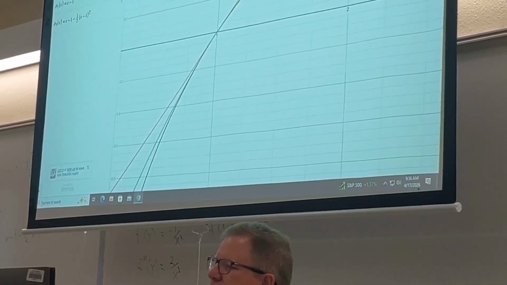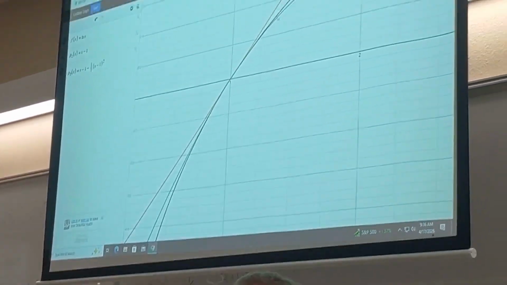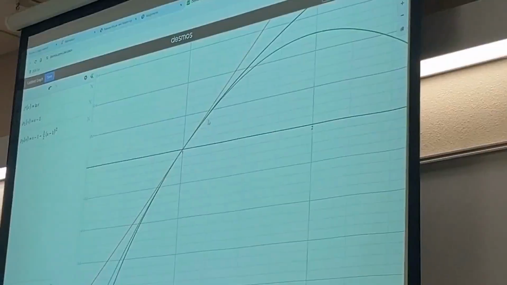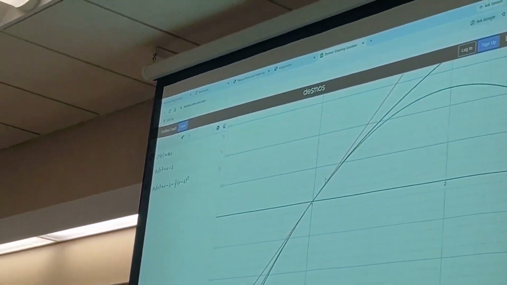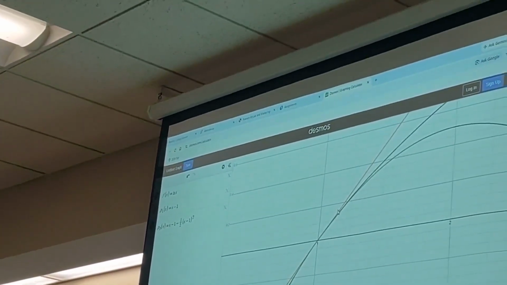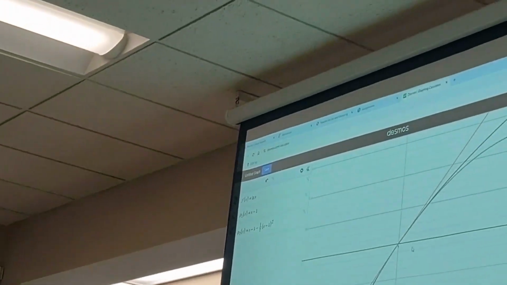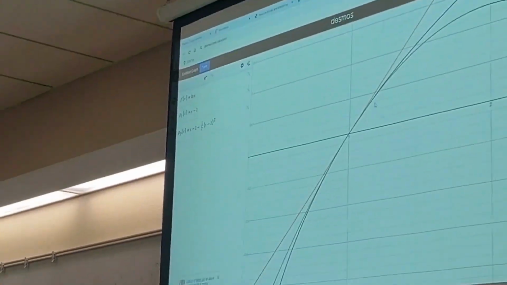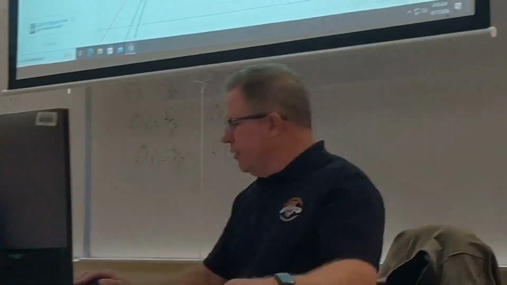Do you see that this quadratic, this green one, sticks to the black one longer than the orange one does? It's a more accurate approximation when we're close to 1. It'll stretch out a little further and still be reasonably accurate.